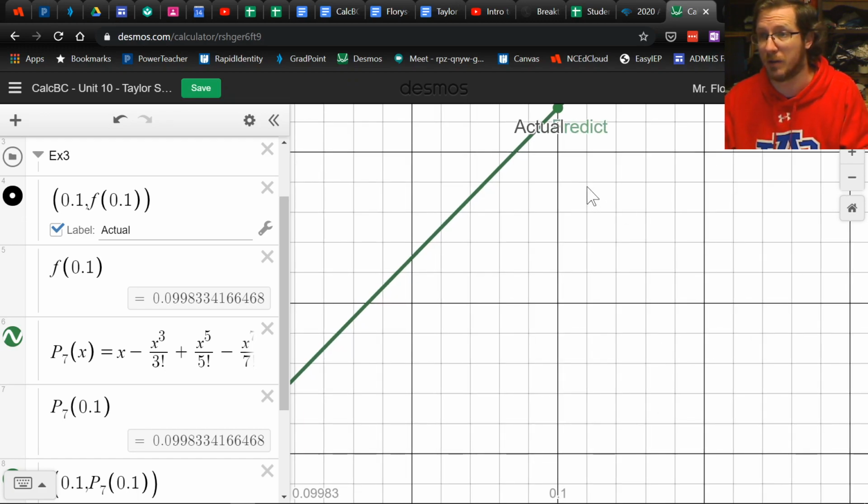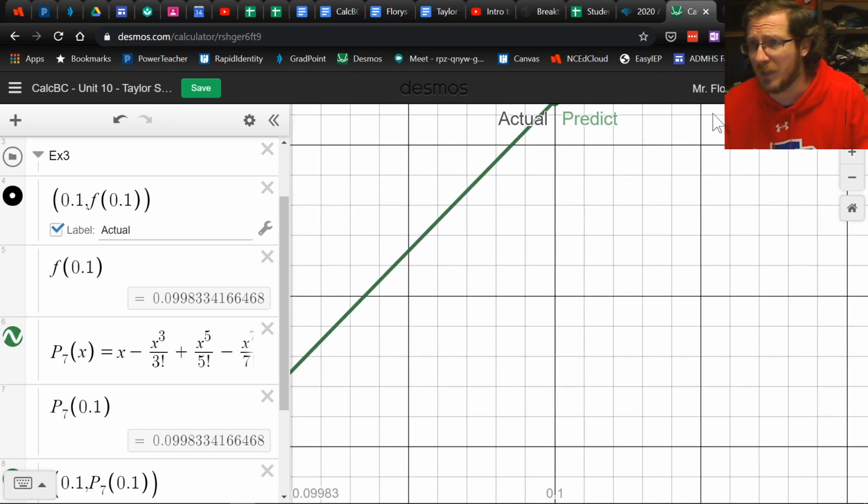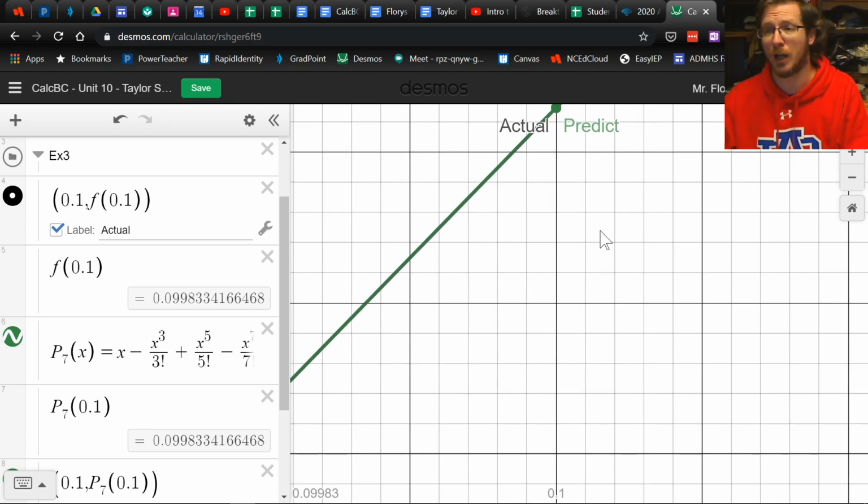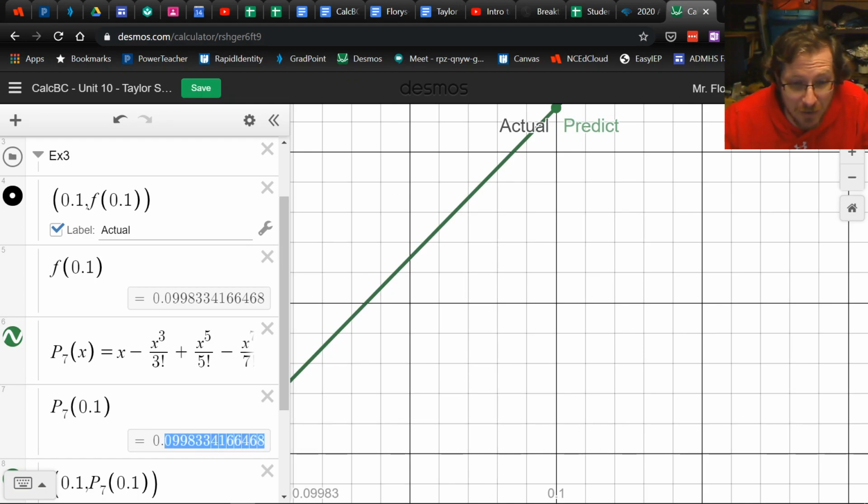And Desmos has given up. That's as far as it'll go. It won't even let me move it. Still can't tell the difference. That's how close it is. And check out the digits. The digits out to 13 digits past the decimal are still the same. Our calculator can't even tell the difference between those two.